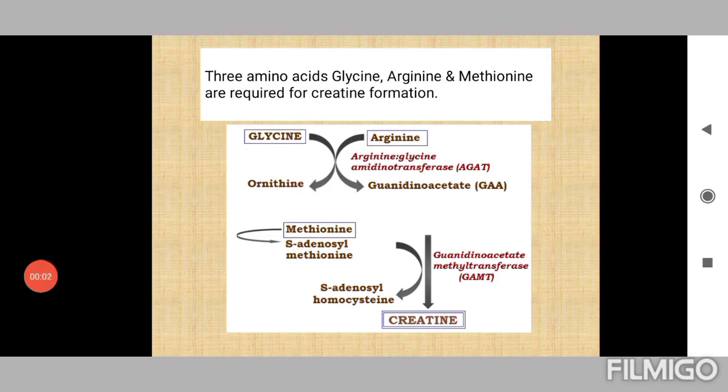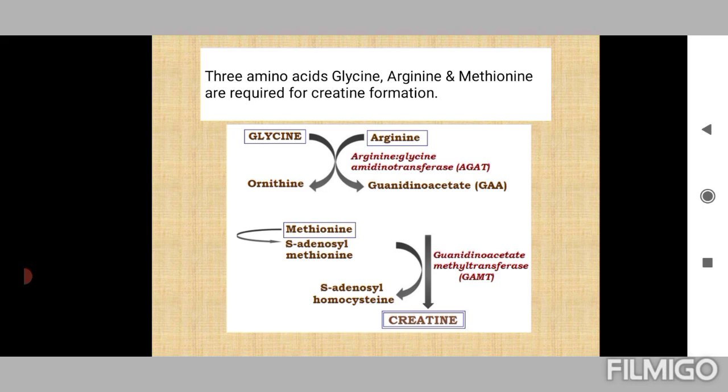Now, glycine can be a precursor for the synthesis of creatine also. Now, creatine can give rise to creatine phosphate. And creatine phosphate is a high energy compound. It will be stored in muscle cells, and it can release energy on breakage at times of necessity. Creatine is actually synthesized from three amino acids, namely glycine, arginine, and methionine. It's actually the activated form of methionine, namely S-adenosyl methionine, which is involved in creatine synthesis.